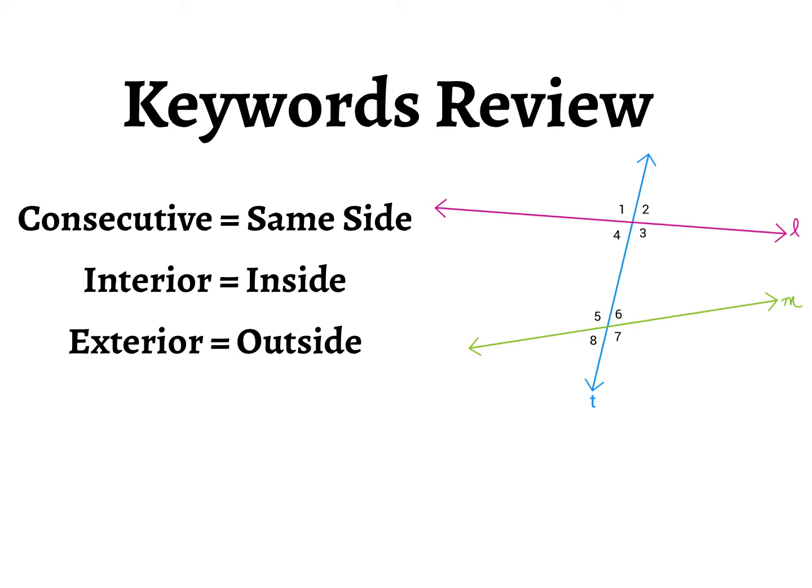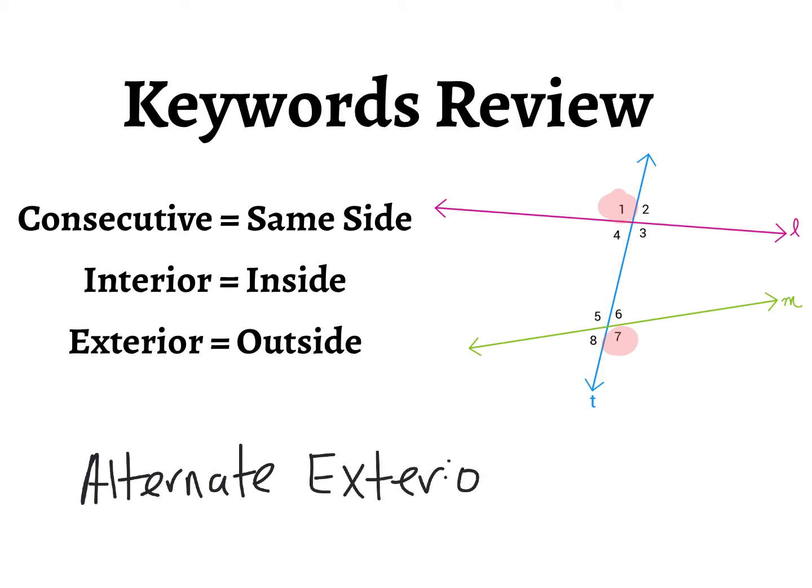Okay, so as an example, if I'm looking at 1 and 7, they're on opposite sides of the blue line. So I'm already thinking alternate, or opposite, right? And then they're both on the outside of the two lines. So alternate exterior. They're on opposite sides and they're on the outside.